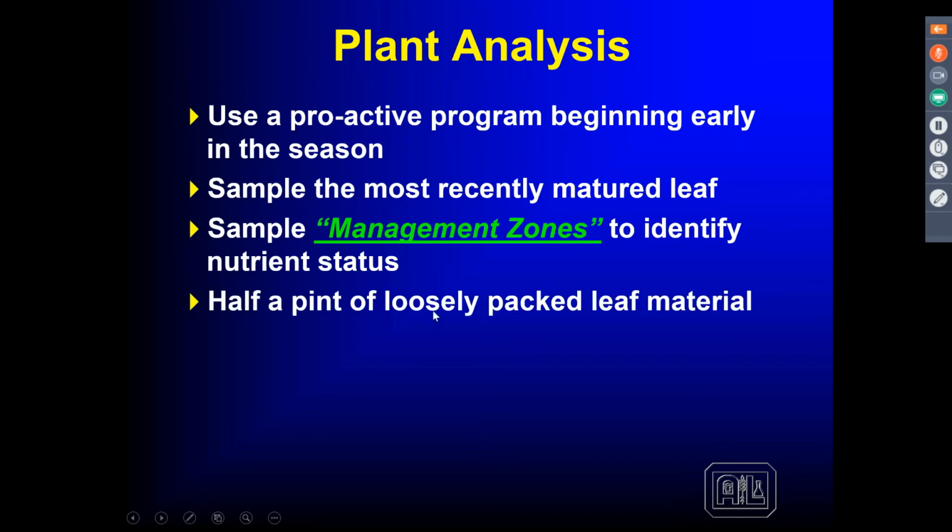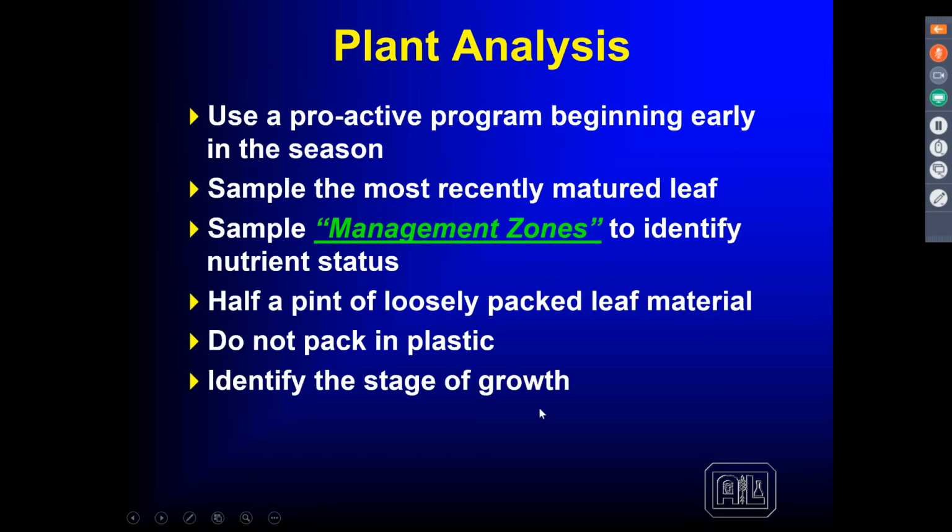We need about half a pint of loosely packed leaf material for doing the analysis, so it gives you an idea on how much you need to supply. Do not pack in plastic and ship overnight. And again, this seems a little bit redundant and overkill, but oftentimes we get samples in here and somebody does not tell us what stage of growth it's at.